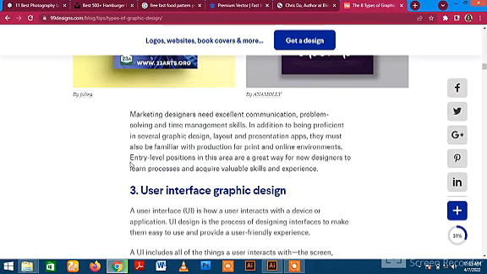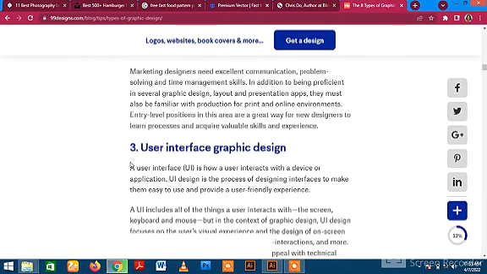According to 99 Designs, and I totally agree with them, to be an excellent marketing designer you need excellent communication skills, problem solving skills, and time management skills. That's just for entry level positions for this job. It offers you a lot of opportunities to learn and to evolve as a graphic designer, and also acquire profitable skills. Please do not mind my voice, it's fluctuating.